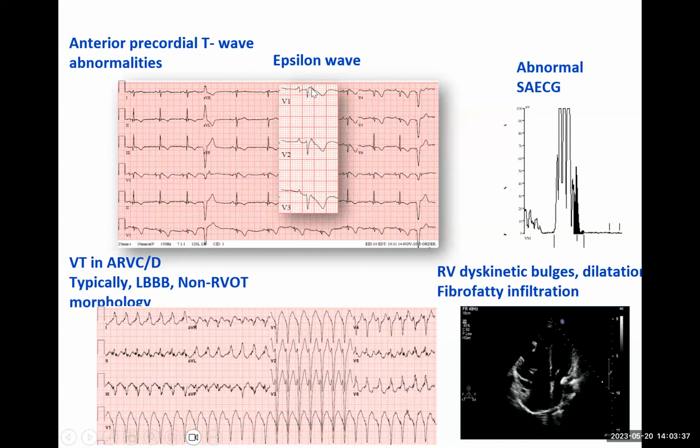There, as you can see, a sharp deflection here in the ST segment. This is major and this is major. So this patient has two major criteria. And there is another one actually here in the ECG.